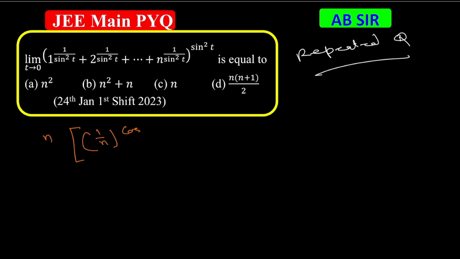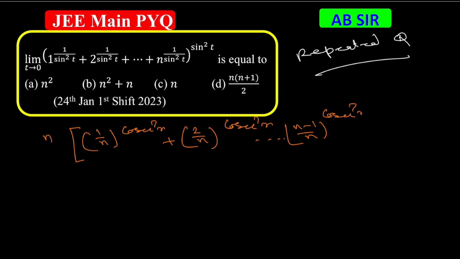I am writing (cosec square x plus 2 by n) whole to the power cosec square x, and so on, up to n by n. It means (n minus 1 by n) till this is coming to be (cosec square x plus 1) whole to the power sine square x. Since t tends to 0, this is x or t. Sorry, I have written it as x. So I am writing, taking in red, x instead of t.